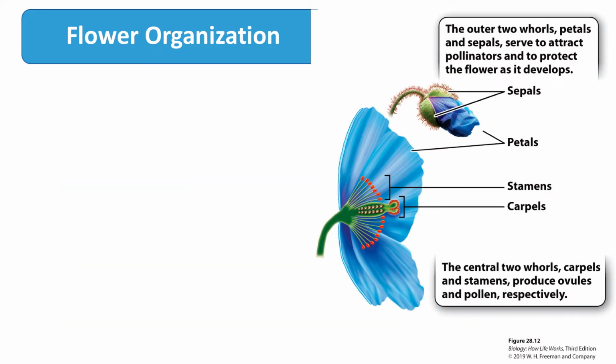Surrounding the carpels and stamens, most flowers have two additional outer whorls. These whorls do not produce gametophytes, but they do contribute to reproduction. Just exterior to the stamens are the petals. This whorl is often brightly colored and forms distinct shapes and odors. Petals can serve to attract and orient animal pollinators.